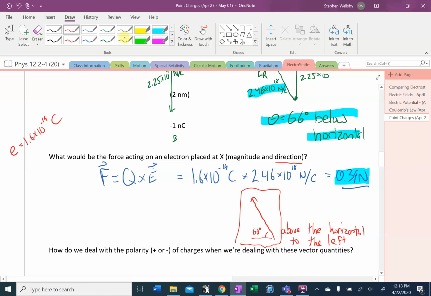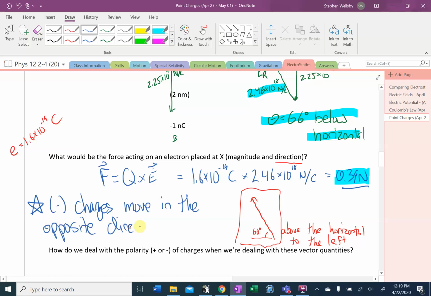And just a point to remind you is that electrons, or negative charges, move in the opposite direction to where a positive charge would go.